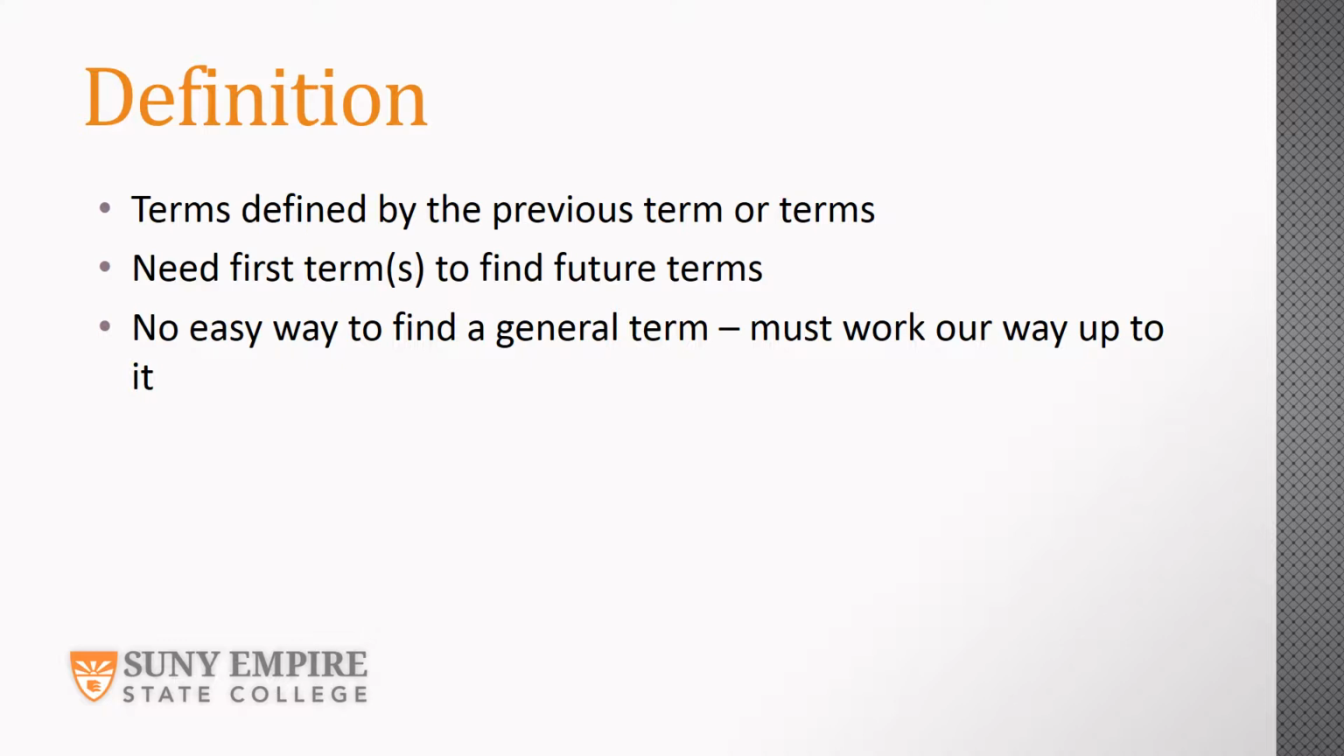The final form of sequence is a recursive sequence. In these sequences, each term is defined by the previous term or terms. Depending on how many terms are used to define future terms, we need to have that many initial terms. So while we only needed one initial term for arithmetic and geometric sequences, we may need two or more initial terms for recursive sequences.